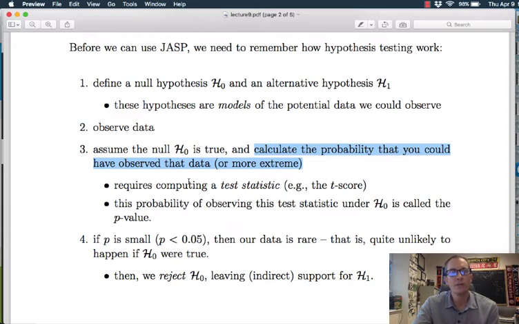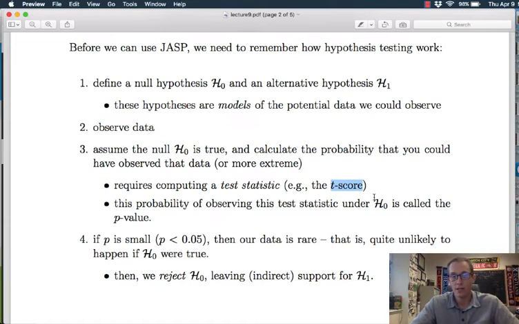So how do we do that? Well, it requires computing a test statistic. Now, we haven't called it that because all we've dealt with so far are these t-scores. When we do a t-test, we compute a t-score. You'll recall before we even did t-tests, we did z-scores. Regardless of the specific label and the specific type of statistic that we compute, it is called in general a test statistic. Then we compute the probability of observing this test statistic under the null, under the assumption that the null is true, and that probability is called a p-value.